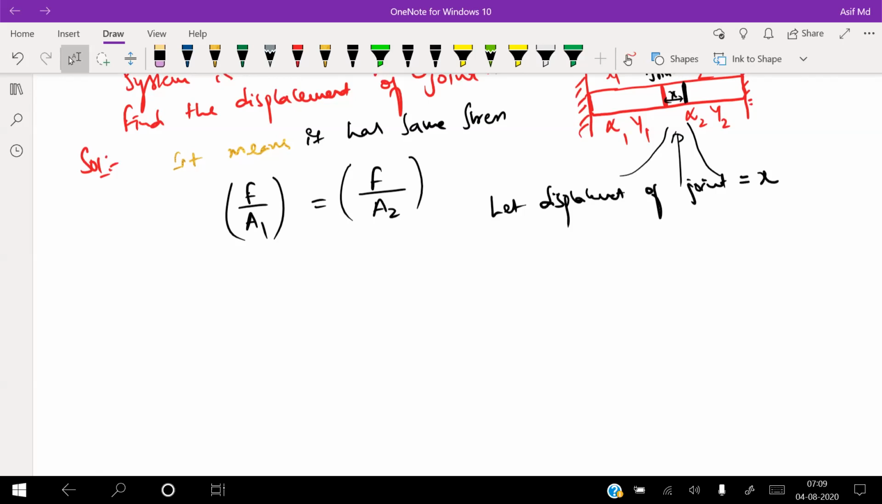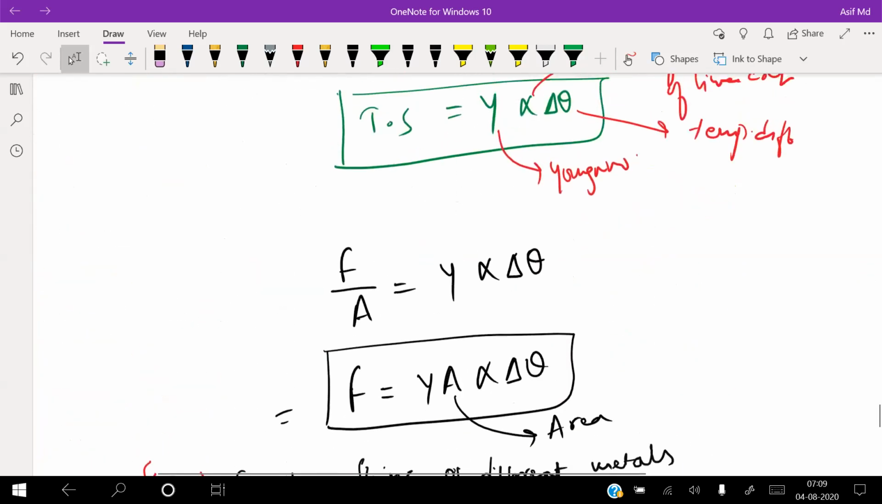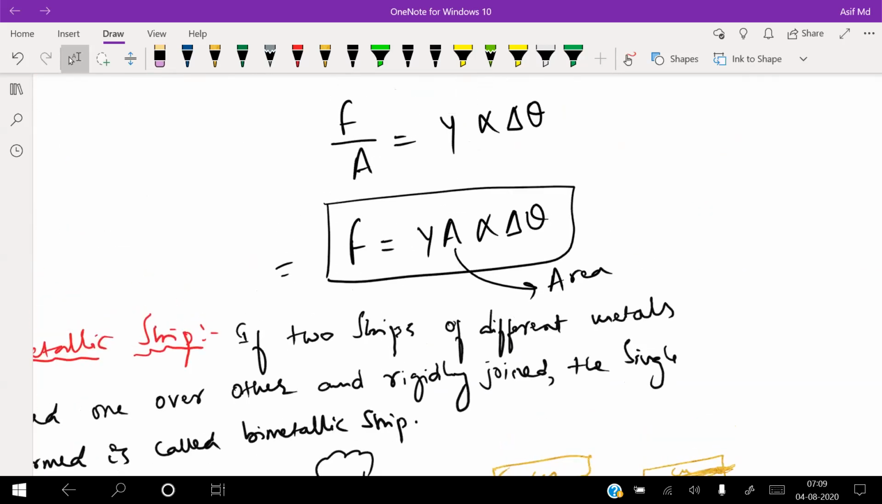Straight away I told you. What is the thermal stress formula? Thermal stress is equal to F by A, which is equal to Y into alpha into delta theta. So now if I'm writing the relation, it is Y into alpha into delta theta, part of the relation, force by expansion. So for the first one, it will be Y into alpha 1 into delta theta. F by A1 is equal to Y into alpha 1 into delta theta.